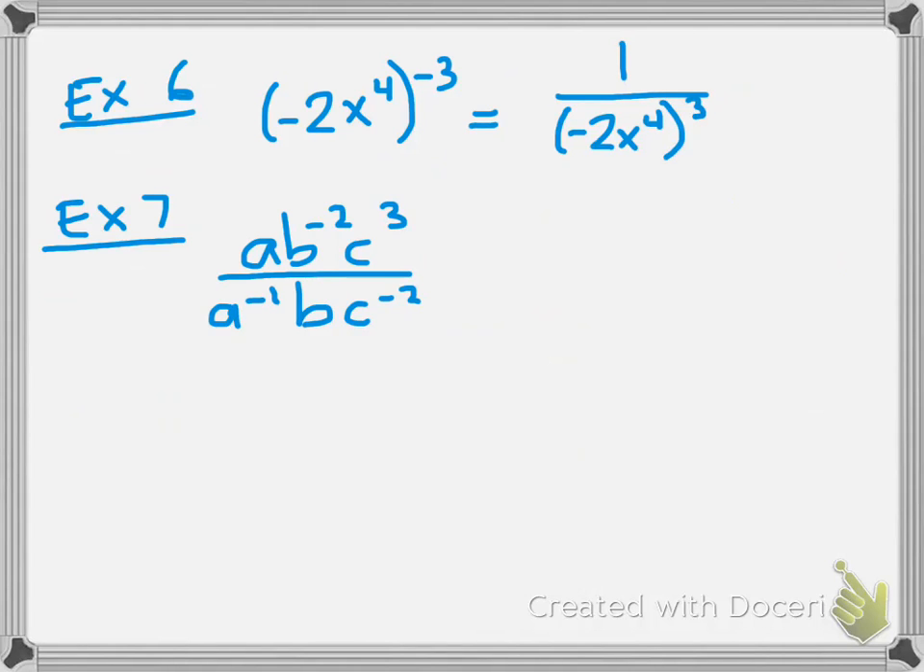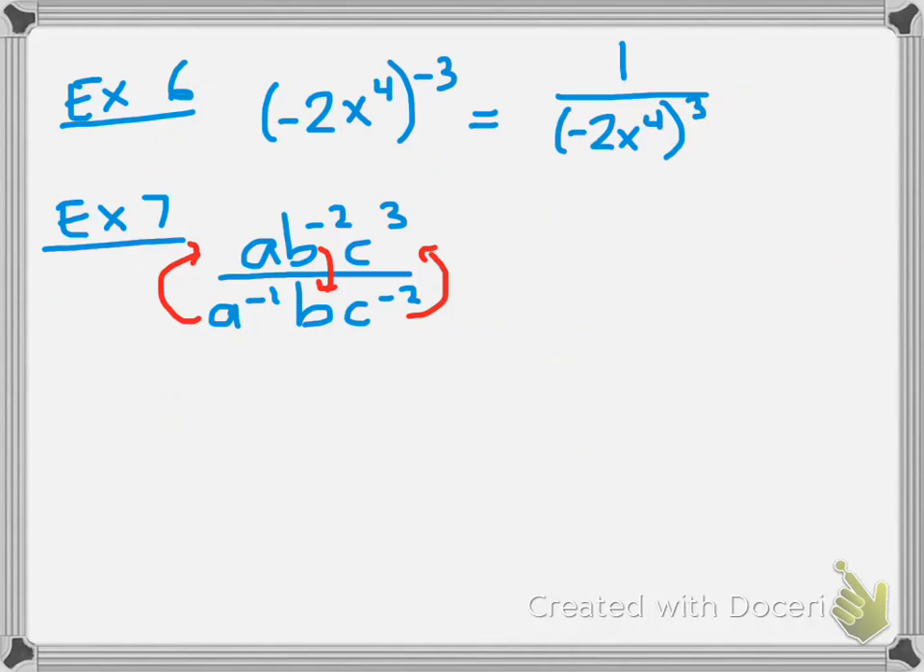Example 7, a b to the negative 2, 3 c to the third, a negative divided by a to the negative 1, b c negative second. Everything that has a negative exponent goes to the reciprocal and becomes positive. So this a to the negative 1 is going to go to the top and become positive a. The b to the negative 2 will go to the bottom and become positive. The c to the negative 2 will go to the top and become positive.